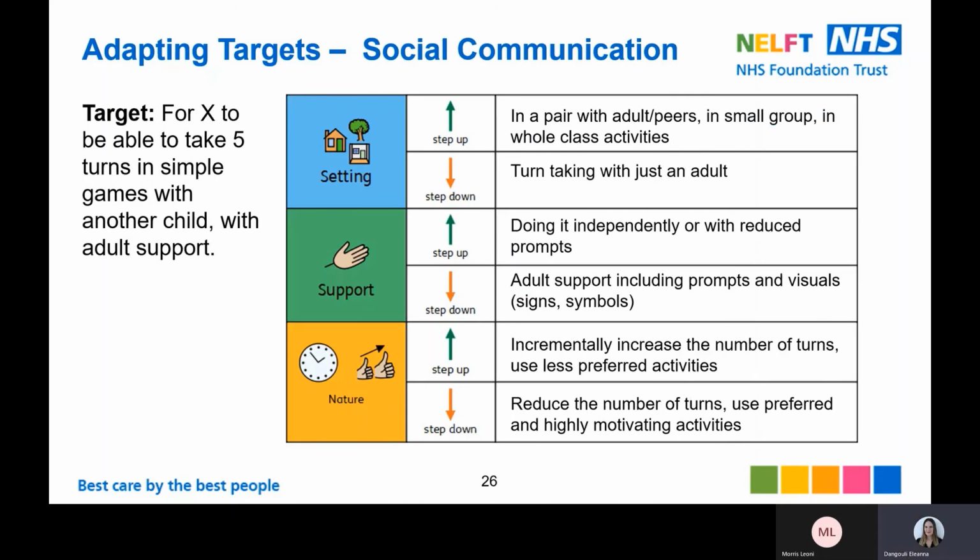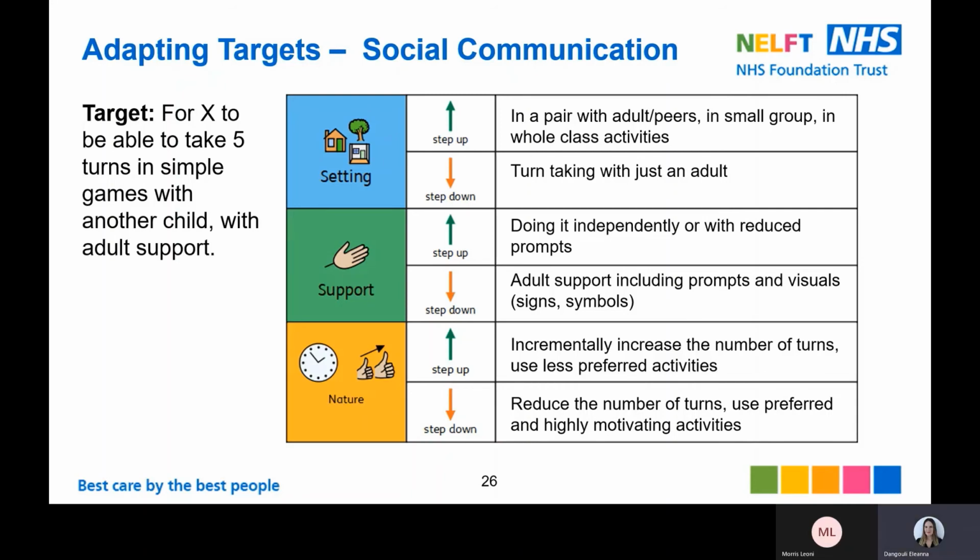A social communication target would be for X to be able to take 5 turns in simple games with another child with adult support. To step up regarding the setting, it would be for this target to be in a pair with an adult or peers, in a small group or in whole class activities. To step down, it would be turn taking just with an adult.